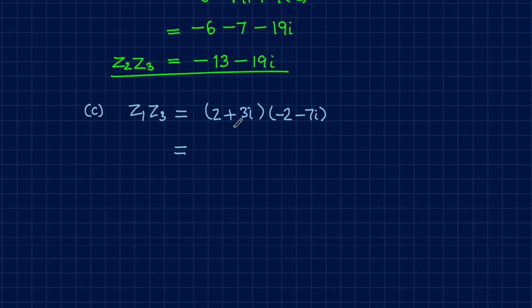Feel free to pause the video and work it on your own if you're already okay, or we follow along together. And here also, we can use distributive law, or we can multiply directly. So let's multiply directly. So 2 times negative 2, we get negative 4. Then 2 times negative 7, we get negative 14i, and we move to the number in the middle, and that is 3i times negative 2. We get negative 6i, and we move to the numbers in the end.